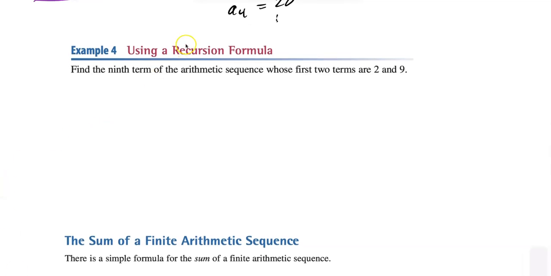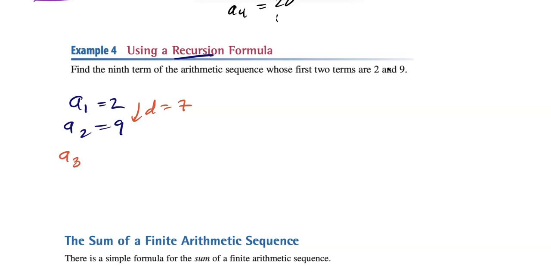Find the ninth term of an arithmetic sequence whose first two terms are 2 and 9. So we're using the recursive formula here. We know the first term is 2 and the second term is 9. Well, could it make it any easier? What's my common difference? 7.